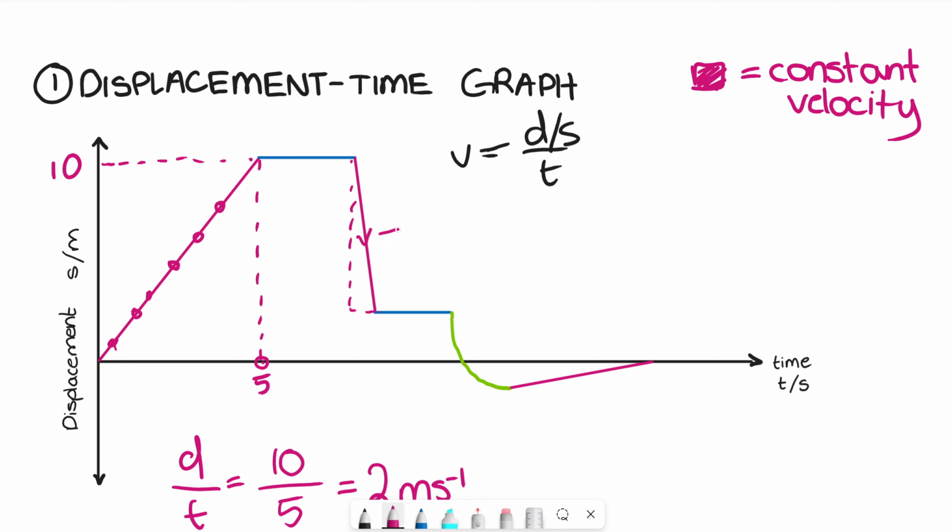So say our gradient here is minus, since it is steeper, we're going to have a bigger value. Say it's minus 5 meters per second. That means we're going minus 5 meters per second in the opposite direction, right?